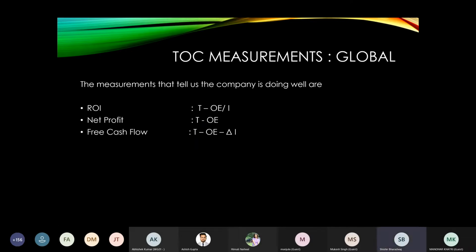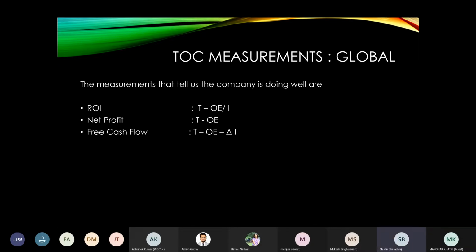What is ROI? What is net profit? What is free cash flow? In the theory of constraints world, ROI is throughput, all the amount you have sold, minus operating expenses, divided by investment or inventory. This is how simple the decision making gets.